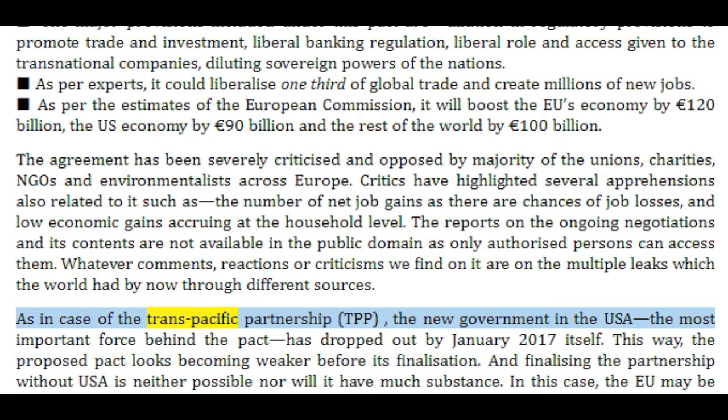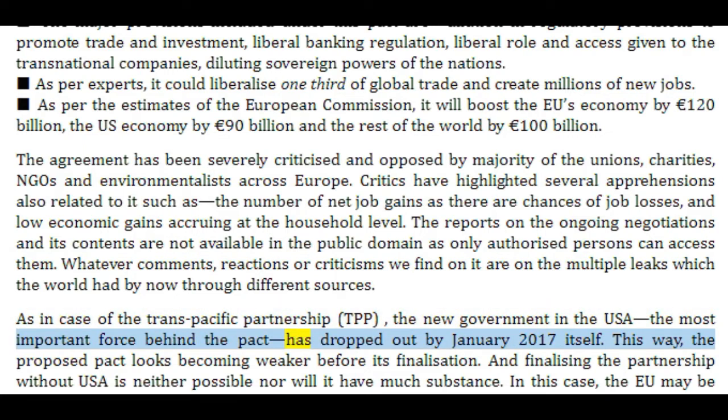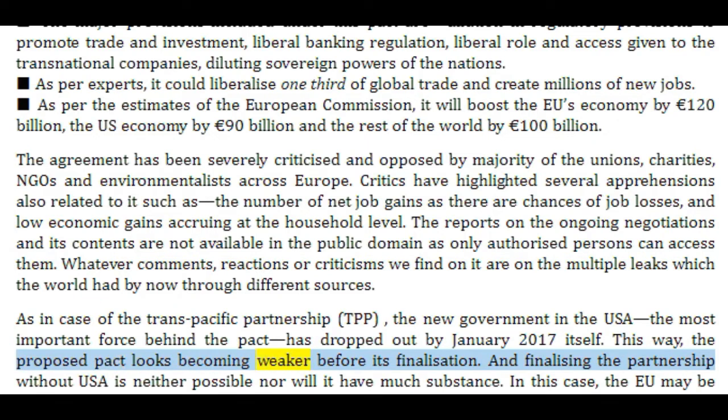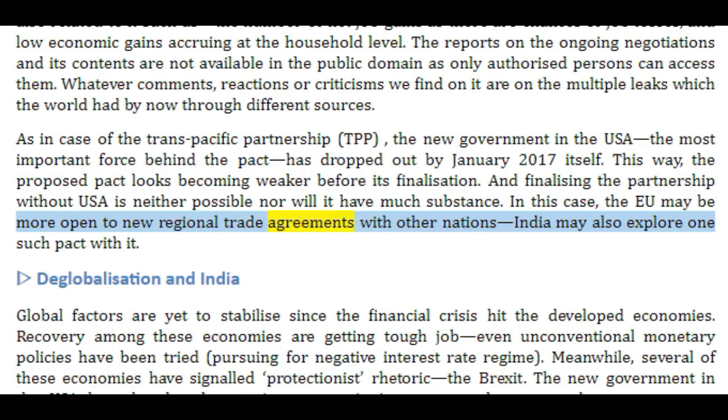As in the case of the Trans-Pacific Partnership, TPP, the new government in the USA, the most important force behind the pact, has dropped out by January 2017 itself. This way, the proposed pact looks to be becoming weaker before its finalization. And finalizing the partnership without the USA is neither possible nor will it have much substance. In this case, the EU may be more open to new regional trade agreements with other nations. India may also explore one such pact with it.